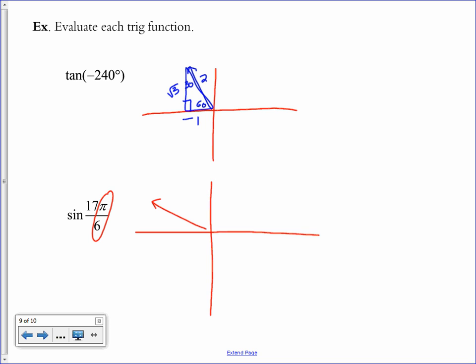And then, of course, I create my reference triangle. 30 degrees is my reference angle, because pi over 6 is 30 degrees, and that's the amount that I have left over. And then we just label the sides across from the 30, across from the 60, and the hypotenuse. Check if anything needs to be negative in this quadrant, and then find the sine of the reference angle. And that is all.